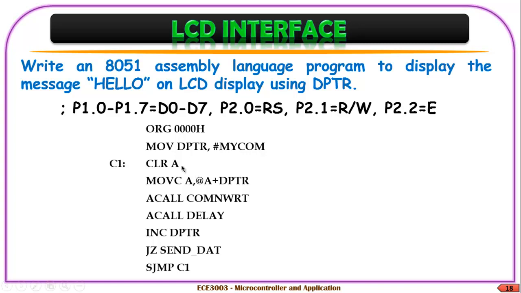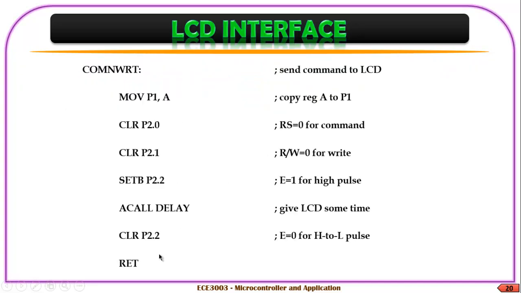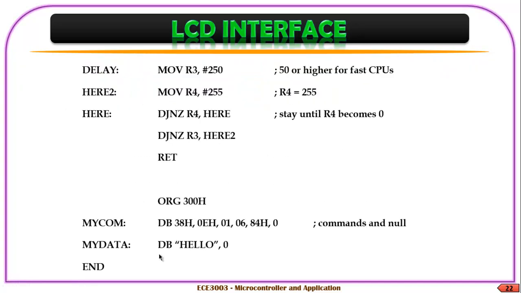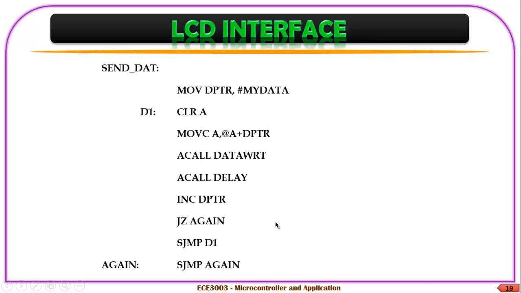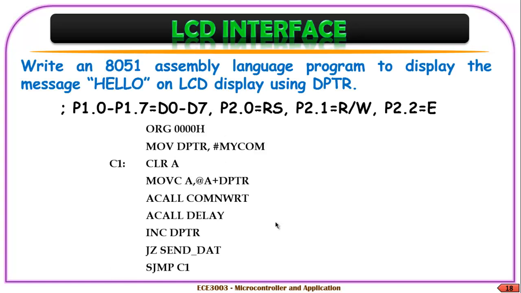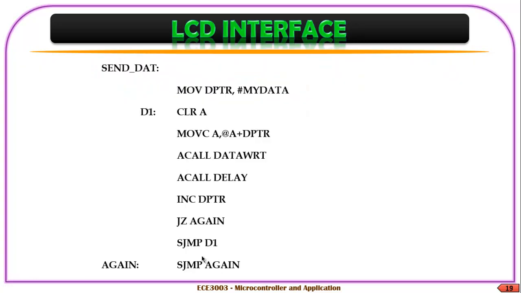So this is simply to perform the command operation. Next, our operation is going to be the data operation, for which the condition is jump on 0. Whenever you have passed all the data, the last data would be 0 in your accumulator. 0 will be analyzed here, jump on 0 to send data. Once it becomes 0, it indicates the end of commands, so it will move to send data.